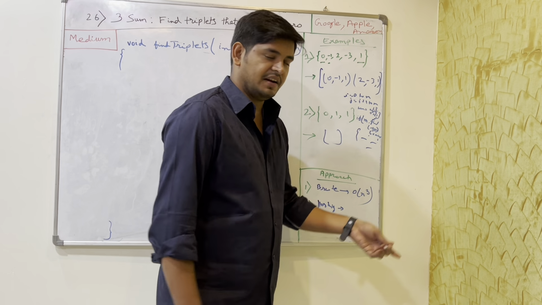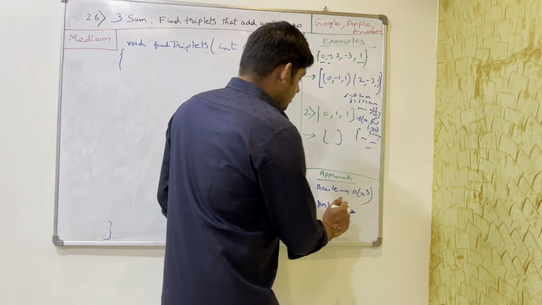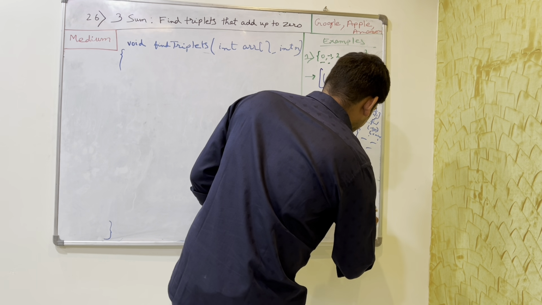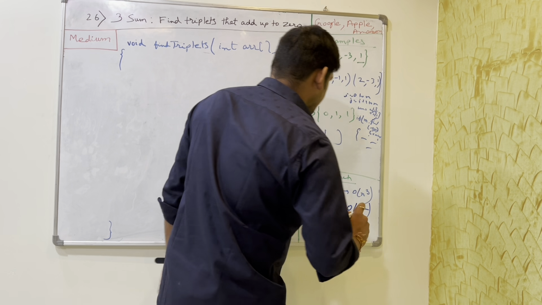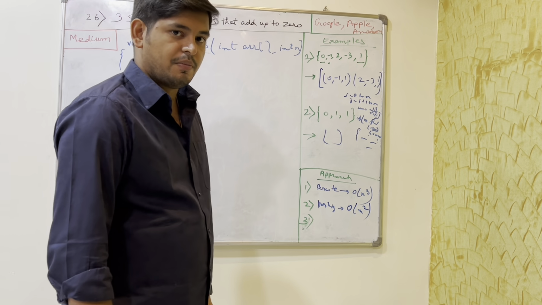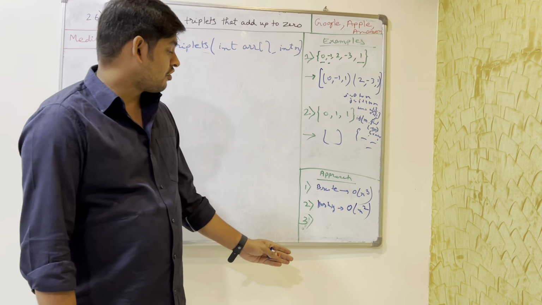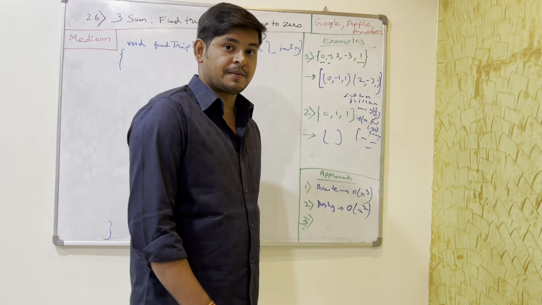We will obviously remove the duplicates if duplicates are given. So in this way, with hashing, we can solve it in order of n square. I will not be coding this. We have done this in the 2 sum and 4 sum problems, but can we optimize it in 3 sum? Can we solve it in a better way?